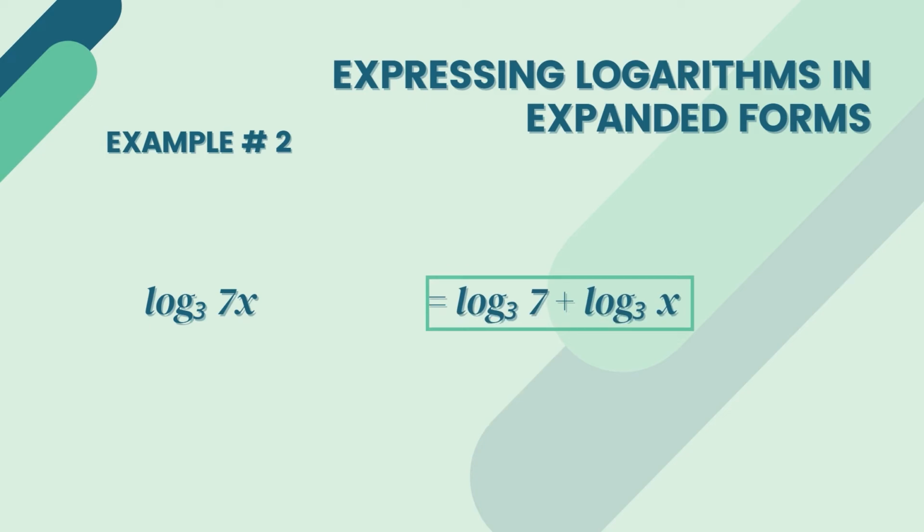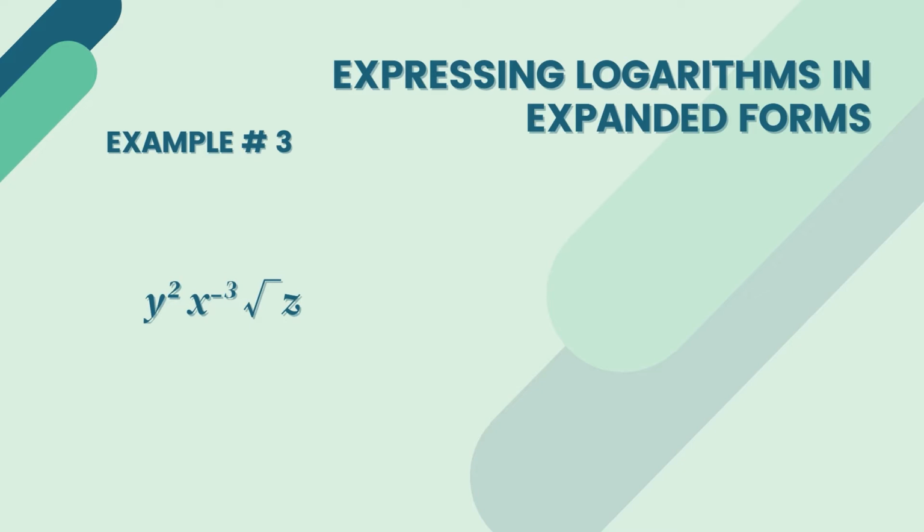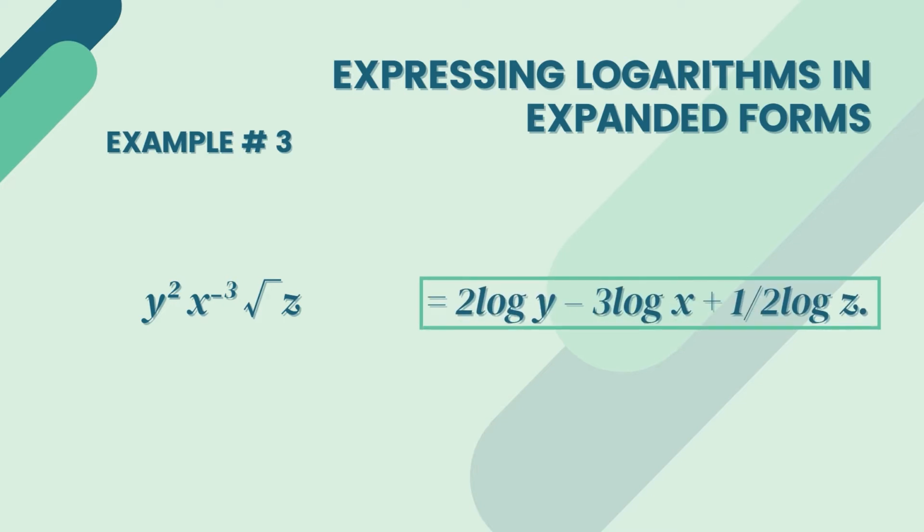Our third example is log of y squared x raised to the power of negative 3 and square root of z. We can instantly put this as log y squared plus log x raised to the power of negative 3 plus log square root of z, or z raised to the power of 1/2. Since each logarithm has powers, we need to rewrite them and put those powers in front. So to write it in fully expanded form, we're going to bring the 2 down, also the negative 3, and the 1/2, making it look like this. 2 log y minus 3 log x plus 1/2 log z, and that is our final answer.